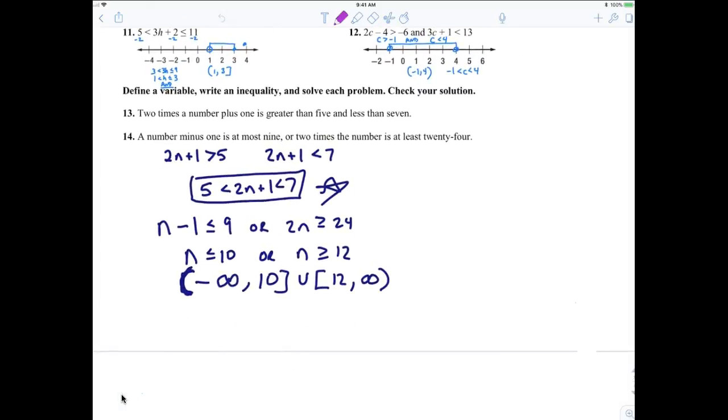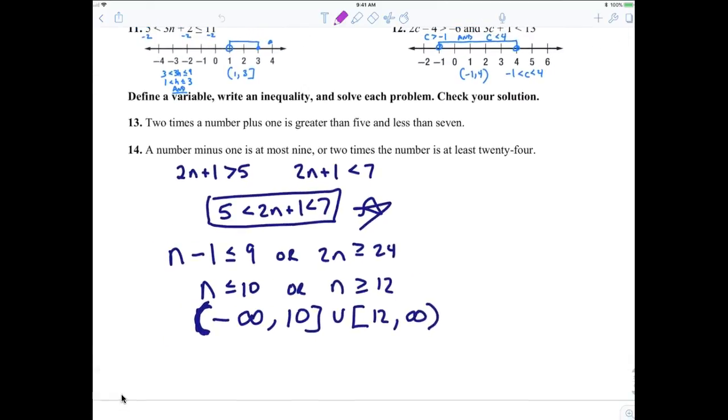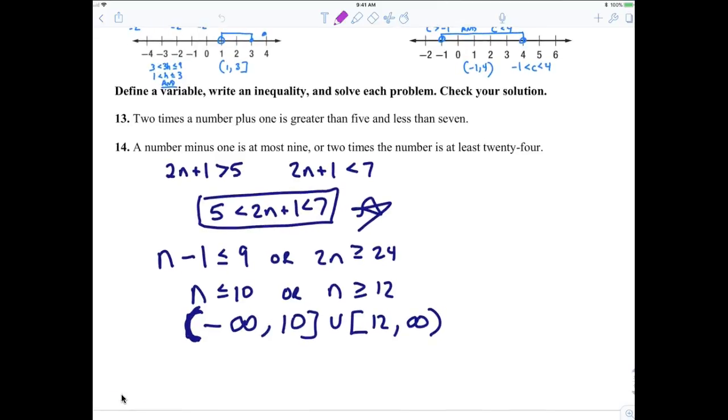Now, I'm really not too concerned here. A number -1 is at most 9, or 2 times the number is at least 24. Now again, the reason why this is a good problem right here is, now look, 13 you can kind of cross out. I don't want you concentrating on that. But 14 I thought was a fair question.